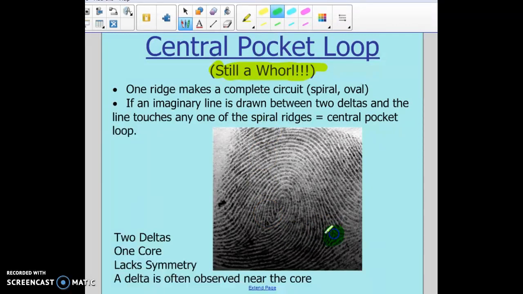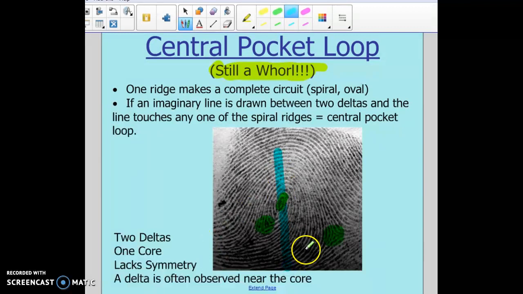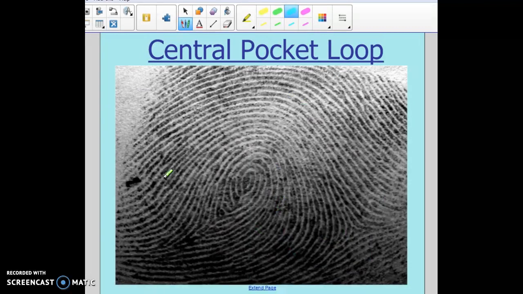So here's your one delta, and then way up here is your other delta, and here's your core. Notice, if you were to draw a line down the middle of the core, there isn't symmetry in this print. It doesn't look the same on both sides. That's how you know it's a central pocket loop. It still has two deltas and one core, but it lacks symmetry. So as far as the whorl category goes, we have plain whorls and central pocket loops. Here's another central pocket loop: you've got your delta here, and way over here is your other delta, and here's your core.